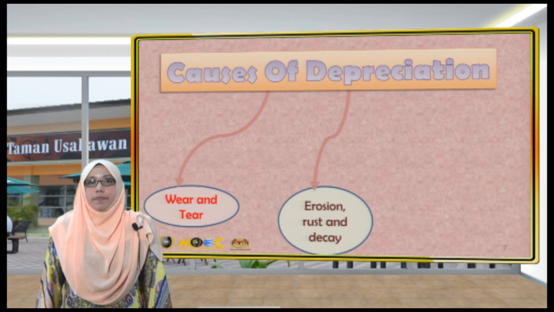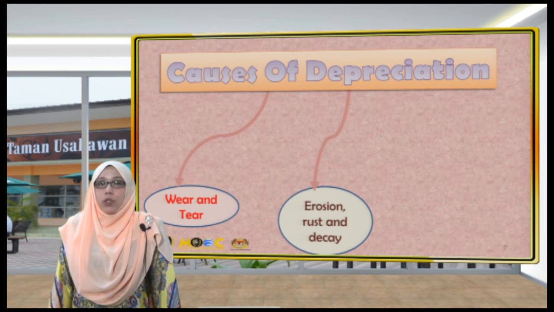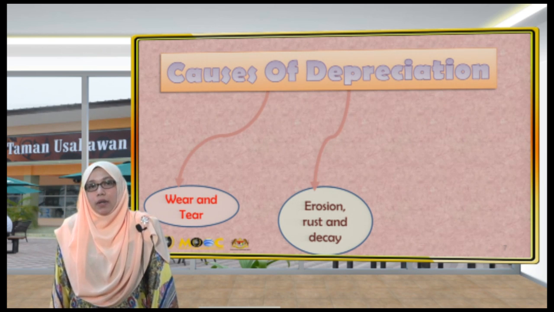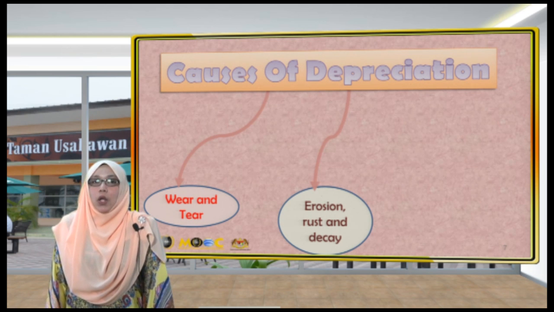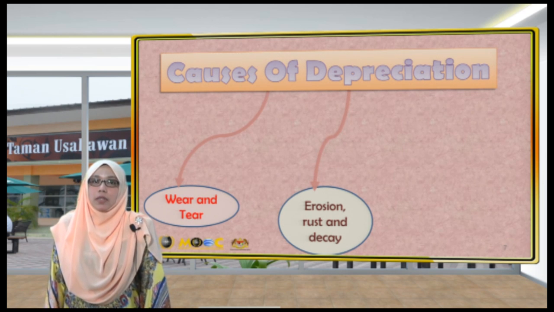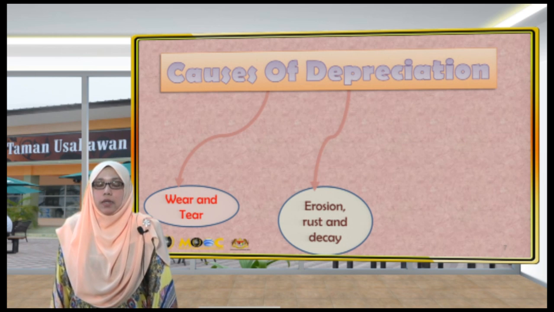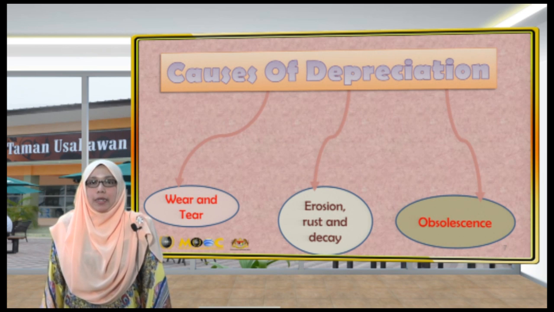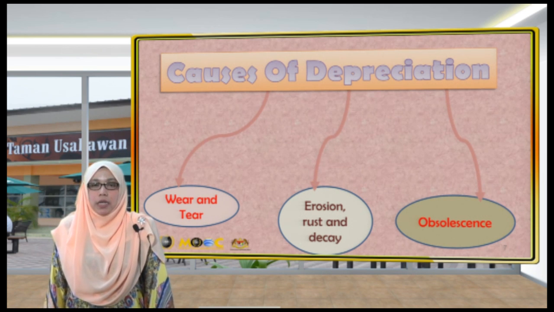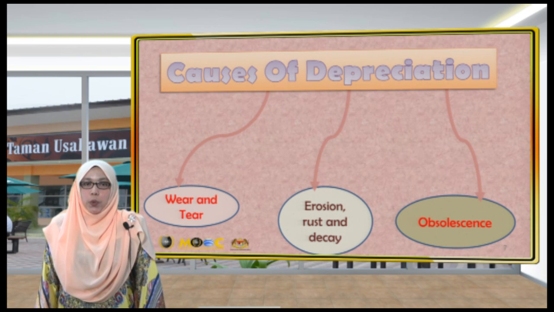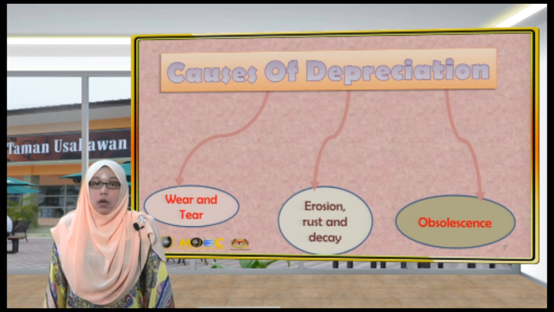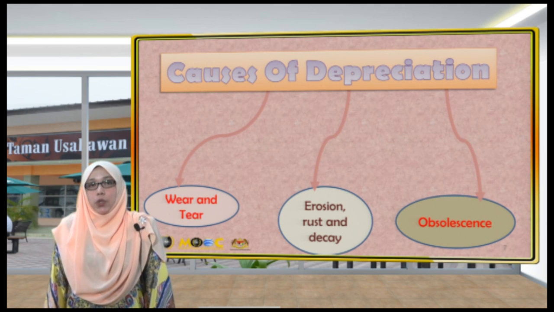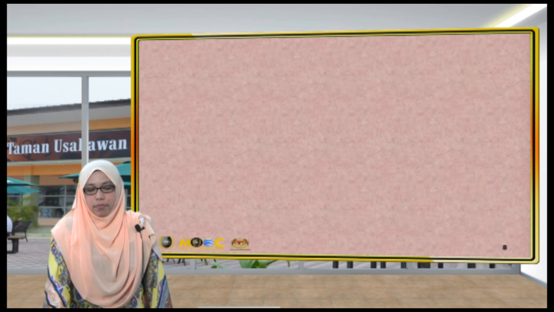Next is related to erosion, rust and decay. We need to provide depreciation of non-current assets such as car and lorry due to the steel being rusted, and this occurred because of physical factors. The last reason is due to obsolescence. Some of the non-current assets become obsolete due to time factor. For example, technology products easily become obsolete when a new model is introduced.